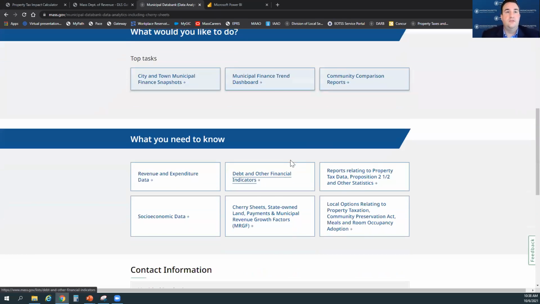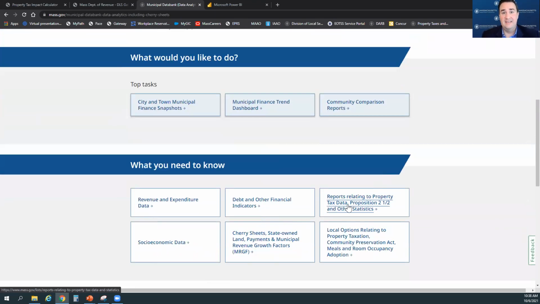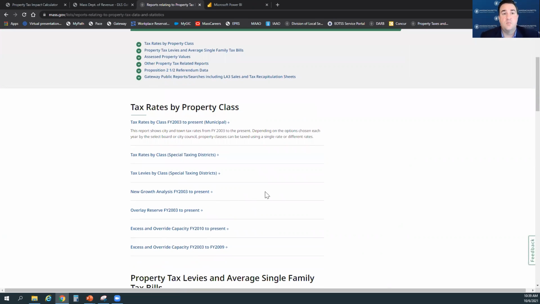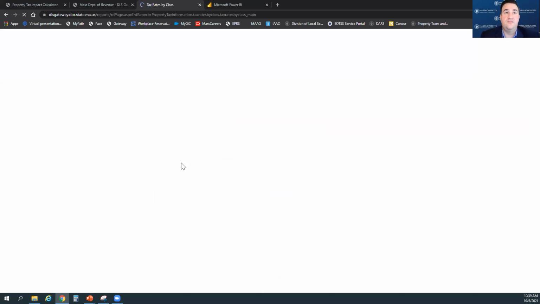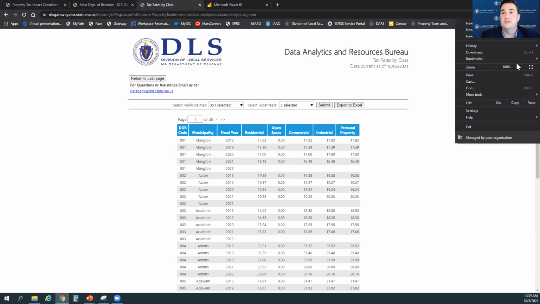This is the DARB landing page website, and under reports relating to property tax and tax data, this is pretty much where all of our data for the classification hearing will be. All these reports are exportable in Excel, and this is all the data that we use for all of those reports or graphics that I showed. As far as tax rates, it's very easy to get that information. And let me just make this a little larger.